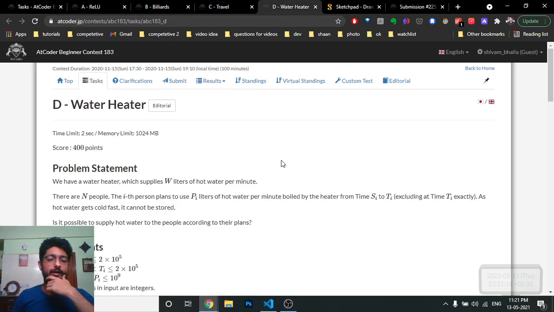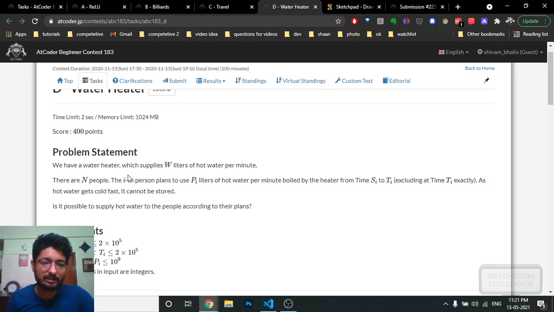Then the fourth problem is water heater. It states that you have a water supply. The water pipe supplies W liters of hot water per minute. So you can assume that you have some pipe, and W liters come out every minute. Now there are N people who want to bathe, and every person requires Pi liters of hot water per minute. Every person's requirement is given, and that person requires hot water from Si to Ti.